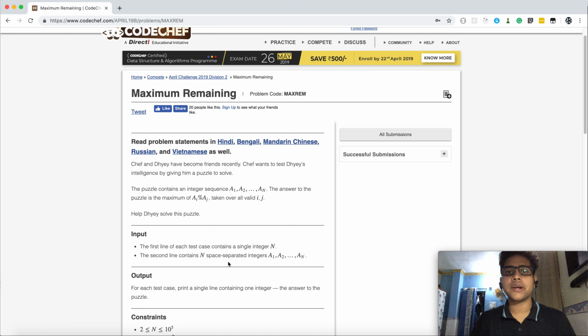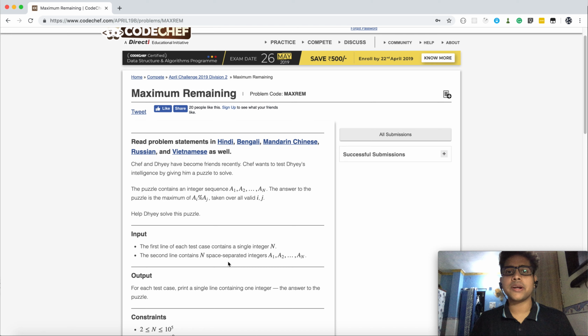We'll try the first question, which is the easiest one, Maximum Remaining. You can see there are over 10,000 submissions, so this is pretty easy to solve. The question goes something like this. Chef and They have become friends recently. Chef wants to test They's intelligence by giving him a puzzle to solve. The puzzle contains an integer sequence a1, a2 up to an, and the answer to the puzzle is the maximum of ai mod aj taken over all valid i, j. Help They solve this puzzle.